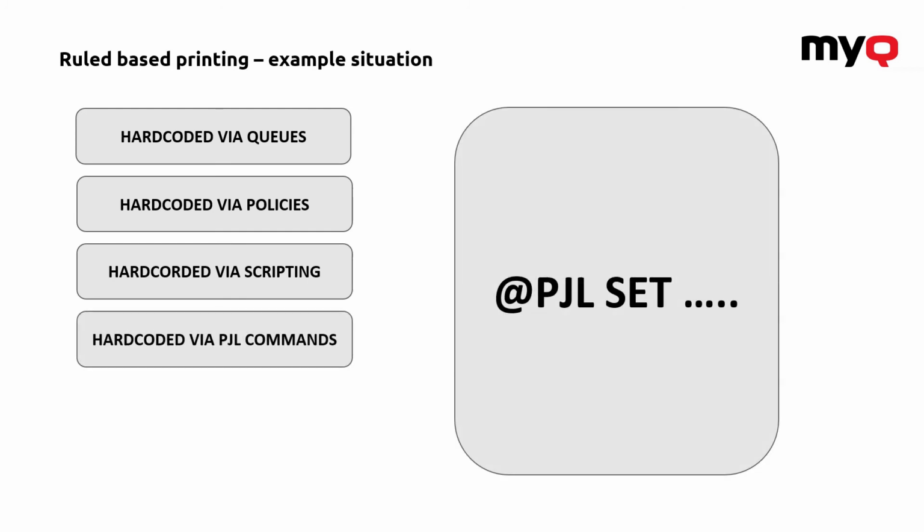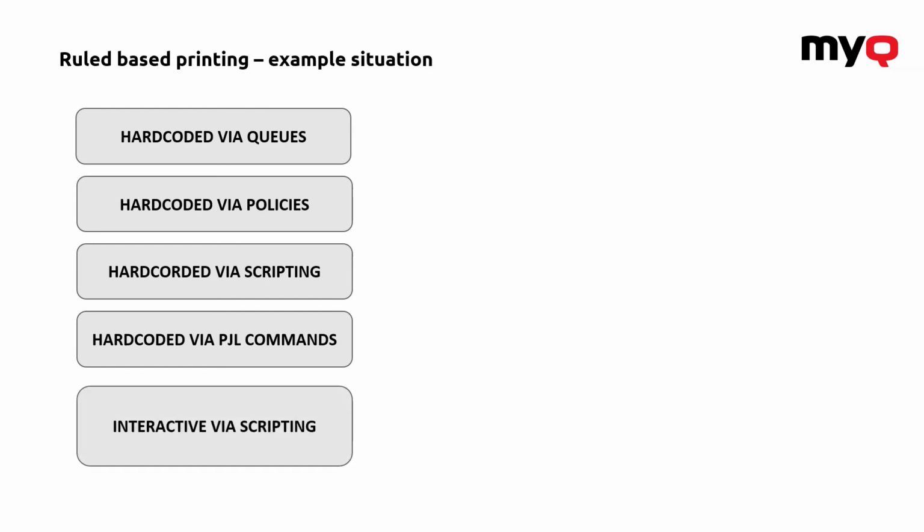The last hard-coded option here is the most advanced one. For that, you will need a skilled technician who knows something about PJL commands. These are special commands you can put into your print job to affect the output. So if you are familiar with PJL commands, you can simply put them on the queue level and those will modify the jobs. The last option which we have here is the interactive one.